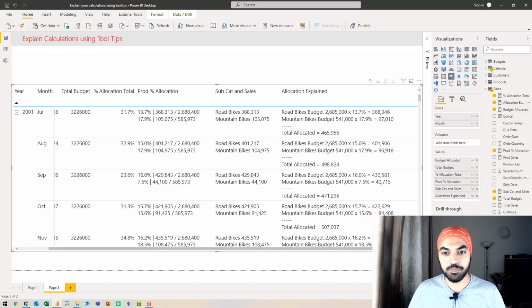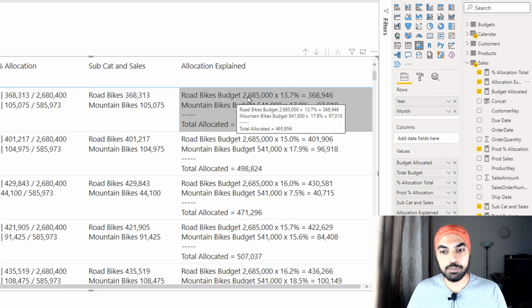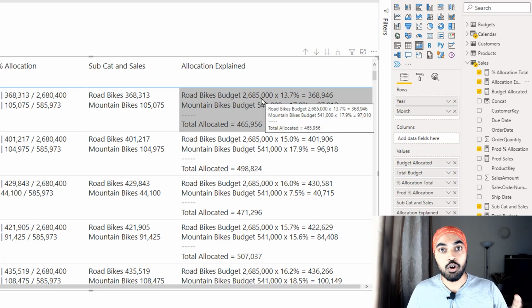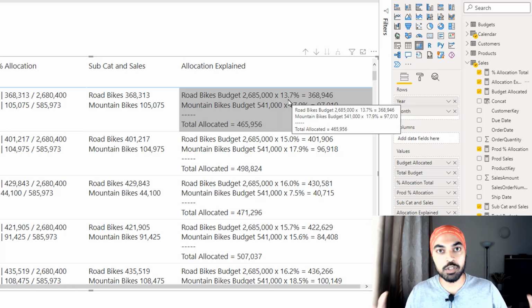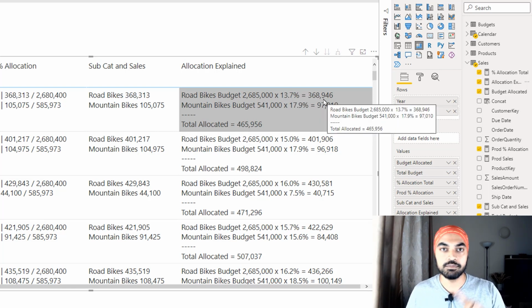It says that the road bikes budget was supposed to be 2.6 million in the entire year. Of that, we had sold 13.7% of all the road bikes of the year in this particular month only. So we take 2.6 million and multiply that with 13.7%. It gives us 368,000. That's the first product in which we are allocating.